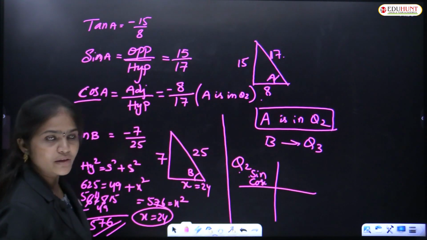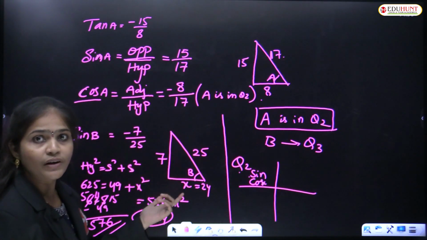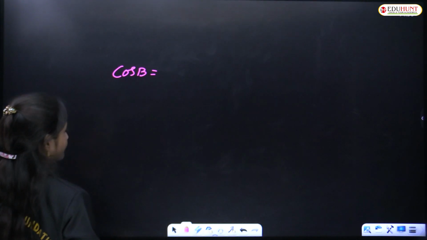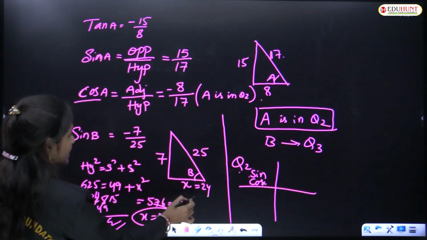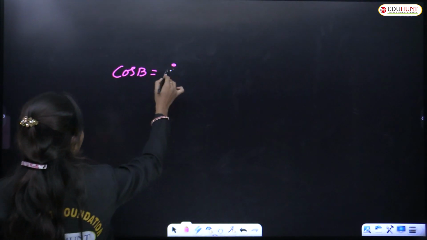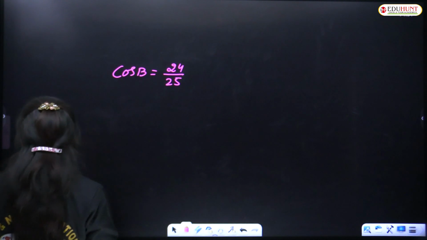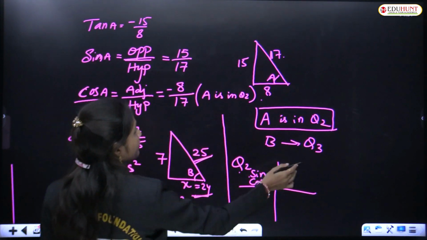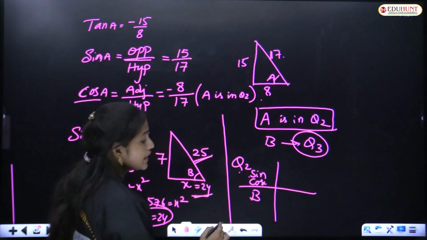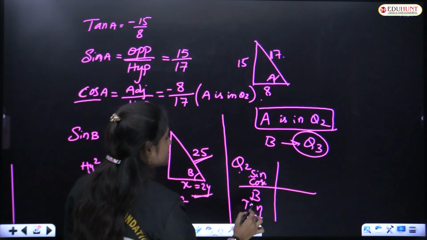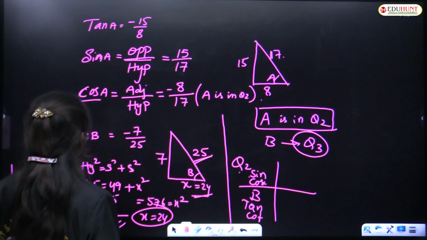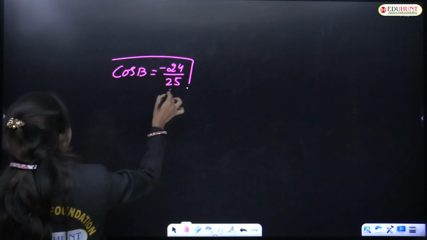Now we have sine B. These three values we already know, since sine B is given. We need to find cos B. Cos B is equal to adjacent by hypotenuse. So 24 by 25. Now here B is in which quadrant? B is in Q3. Here which ones are positive? Tan and cot only are positive. So here cos is positive or negative? Obviously cos is negative. So that's why this is negative.